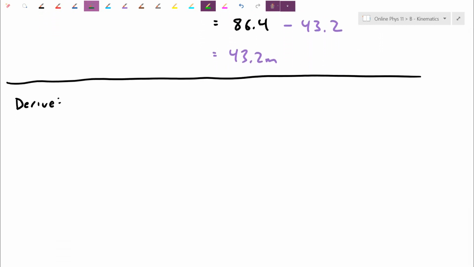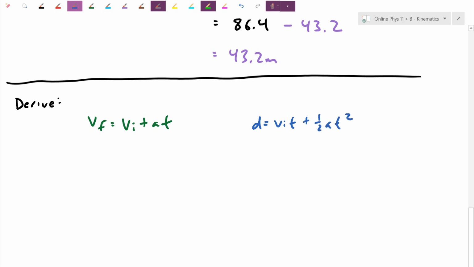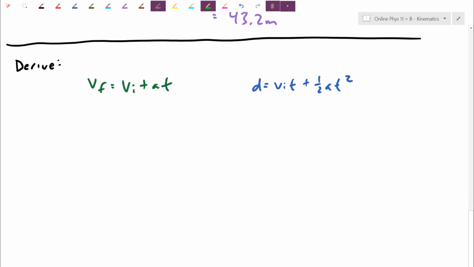I'm going to take the formula that we knew from earlier, VF is equal to VI plus AT. Take this new full form, D is equal to VIT plus 1/2 AT squared. And essentially what I want to do is put one of these equations into the other equation here. So what I'm going to do here seems a little bit crazy.